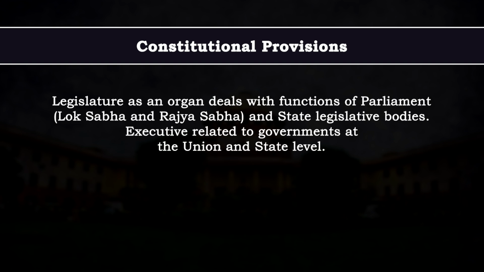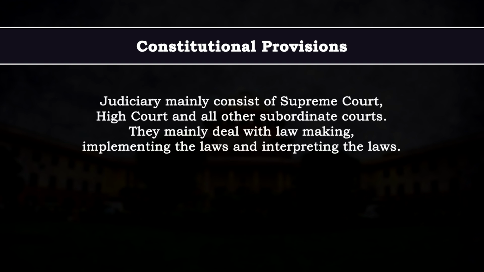As per the Indian Constitution, there are three organs of the government, that is legislative, executive and judiciary. Legislature as an organ deals with the functions of Parliament, Lok Sabha and Rajya Sabha and the state legislative bodies. Executive relates to the governments at the union and the state level. Also, the judiciary mainly consists of the Supreme Court, High Court and all the other subordinate courts. They mainly deal with lawmaking, implementing the laws and of course, the interpretation of the laws.